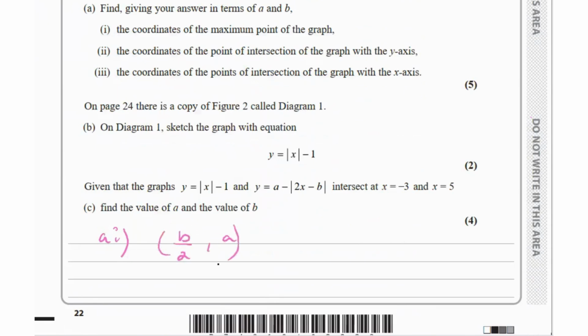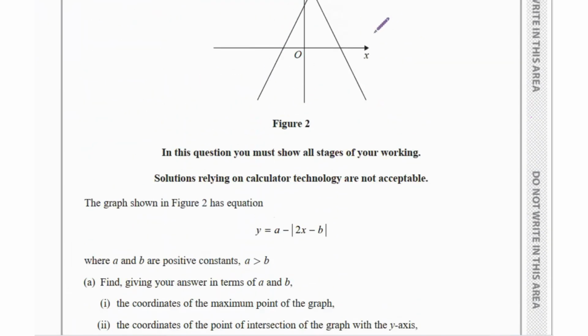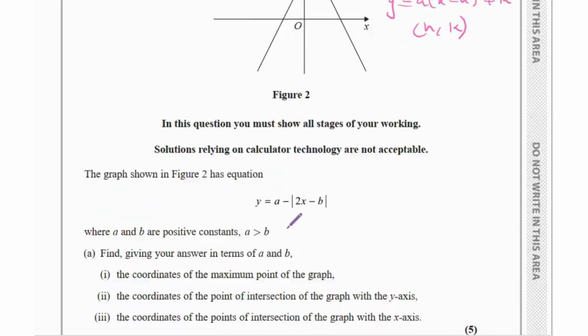Why? Because if you remember completing square form, y equals a times x minus h whole square plus k. h and k were your coordinates of the maximum point or the minimum point, depending on how the graph looked. So over here, for h, it's going to be b over 2, and for k, it's going to be a. So we're following the exact same pattern, but the equation looks different because it's an absolute function now.